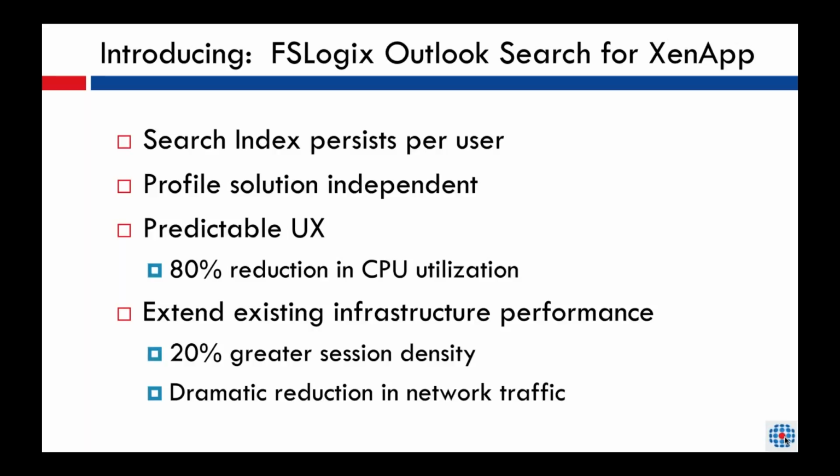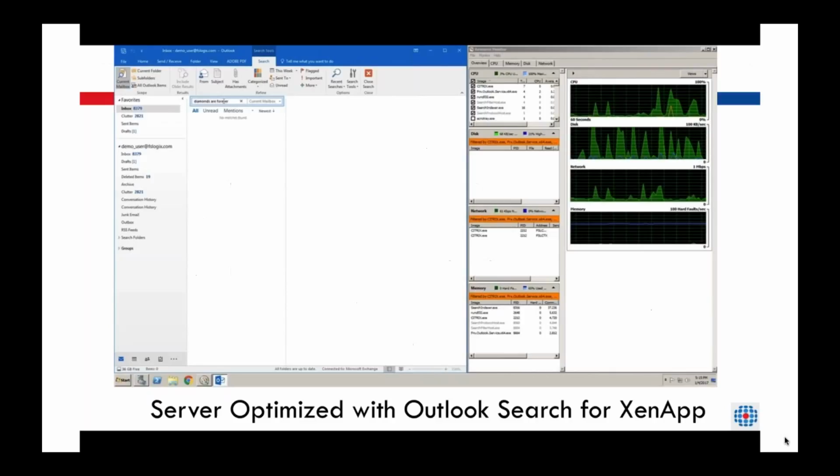So let's take a look at the same search function with FSLogix. Now you see spikes. Each one of those 3 spikes in the first row on the right is me entering different search terms. I use the phrase "diamonds are forever." I searched for diamonds, then added "are," and then added "forever." Our traffic and our CPU utilization is much different.